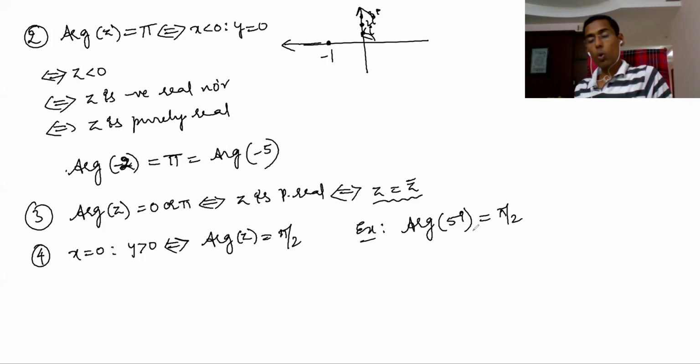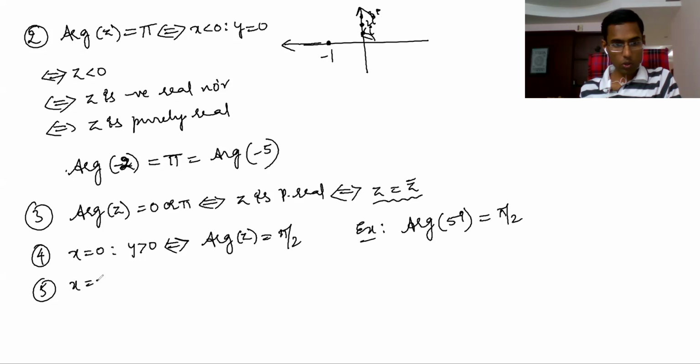That is, it is on the positive imaginary axis, or positive y-axis. You can simply say positive y-axis. Because it is on the positive y-axis, you can say its argument is pi by 2. Or you can say like this also: argument of z equal to pi by 2, and of course, we'll write again x equal to 0 and y is less than 0. That implies and is implied by argument of z is minus pi by 2.